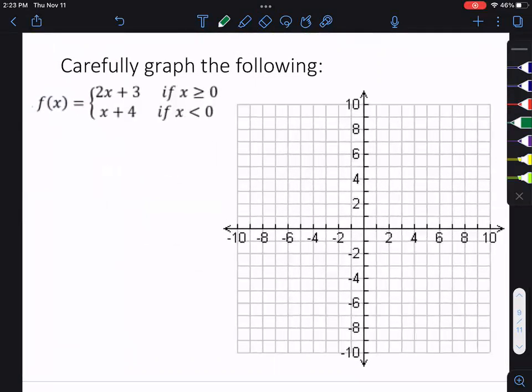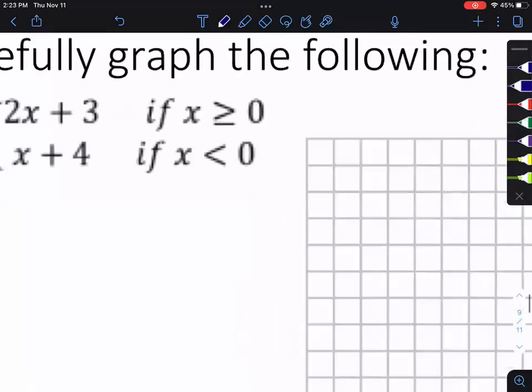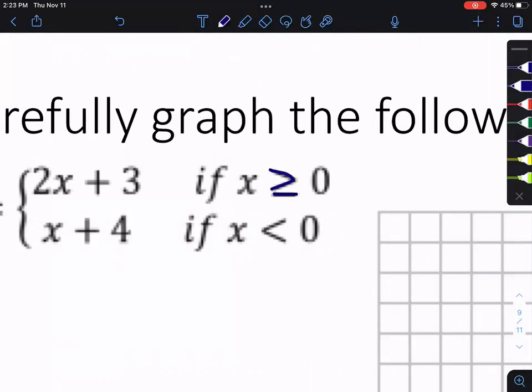All right, so our first graph, we're going to graph this piecewise function for any x value that's greater than or equal to 0. We're going to graph 2x plus 3. For any x value that's less than 0, we're going to plug into x plus 4. So looking at just this right here, I'm going to have a closed circle at 0, and my arrow is going to head to the right for this top piece.